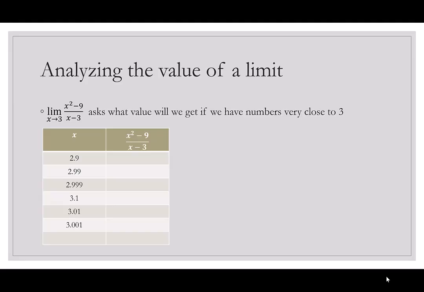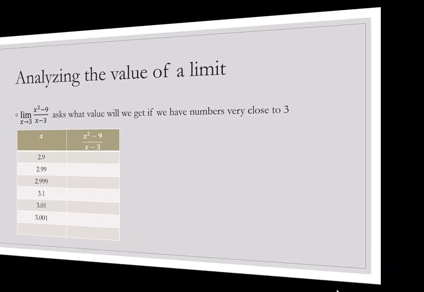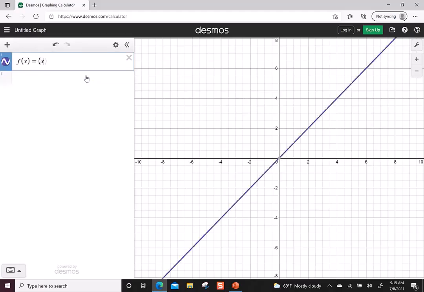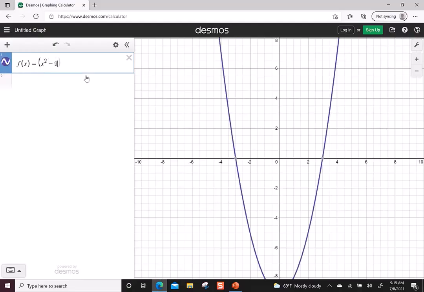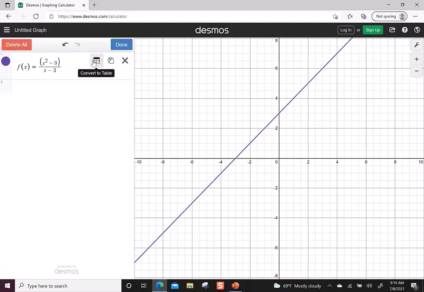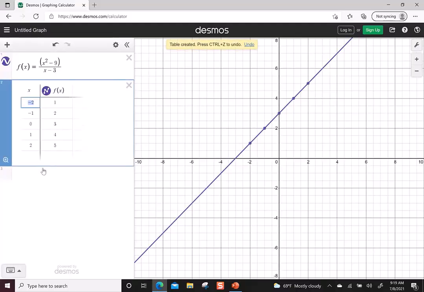That can take some time, so let's make it easier by using Desmos. We're going to start by putting in our function. f of x is equal to, we want to put parentheses, that way it will keep the x squared minus 9 together. Close parentheses, divide by x minus 3. And then we're going to click up to this little gear that says edit list, and we're going to add a table.